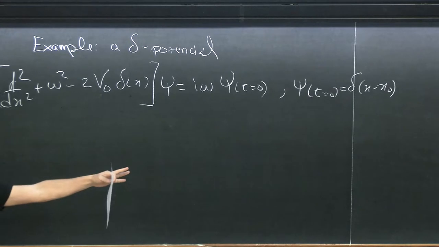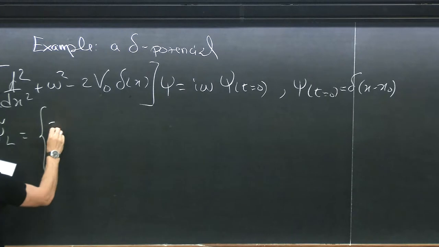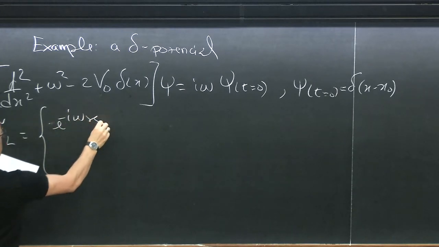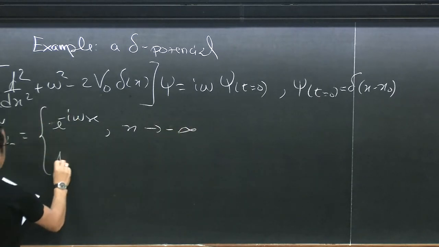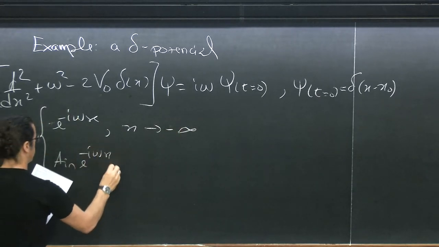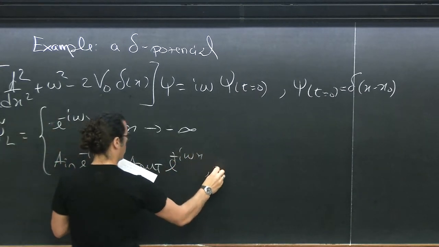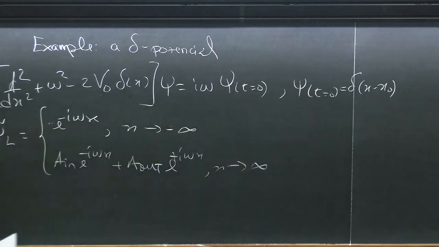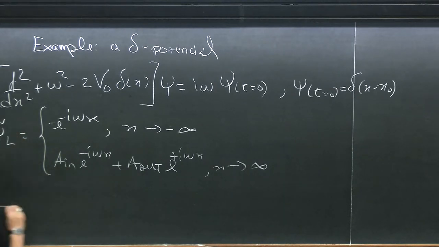the nice wave function on the right, we can write them down, and they're like this. Psi L is e to the minus i omega x on the left. It's a_in e to the minus i omega x plus a_out e to the plus i omega x when x goes to infinity. I can get these coefficients now, right? All I need to do is, remember, we have this problem, x, 0, there's a delta function. At x naught, I release my data.